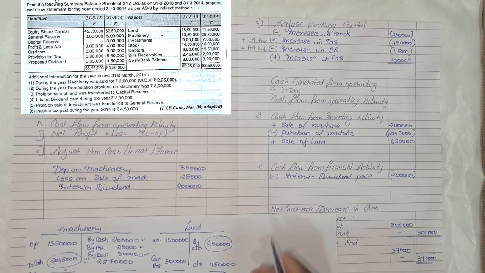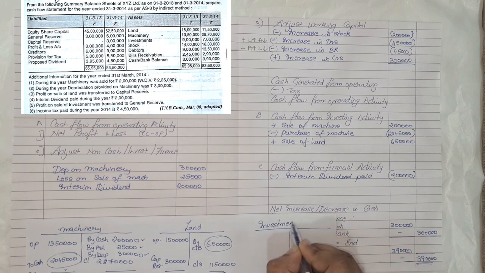So again, now the third account we will prepare is the investment account. Okay, the opening balance of investment was 9 lakhs. The closing is 7 lakhs. And then they told you profit on sale of investment was transferred to GR. Now when we come back to the GR account, on the liability side, if you check, the opening was 3 lakh, then it became 5 lakh. So there's an increase of 2 lakhs. That 2 lakhs is nothing but transfer to GR. So the transfer to GR was 2 lakhs.